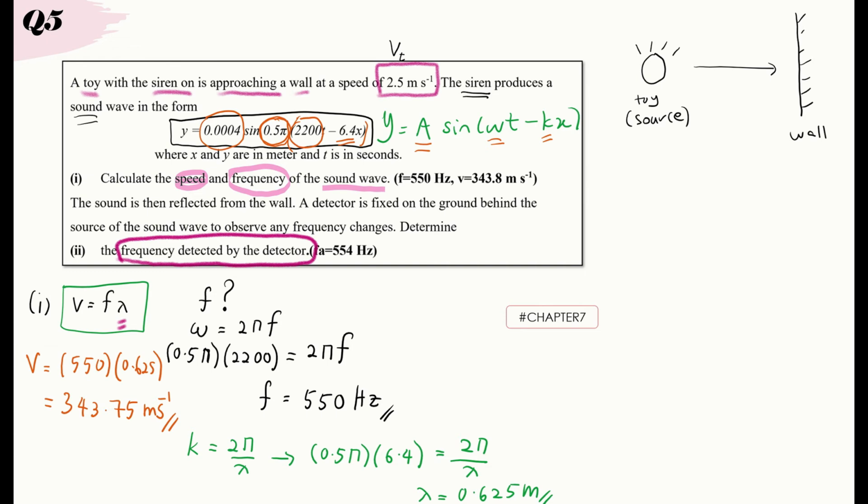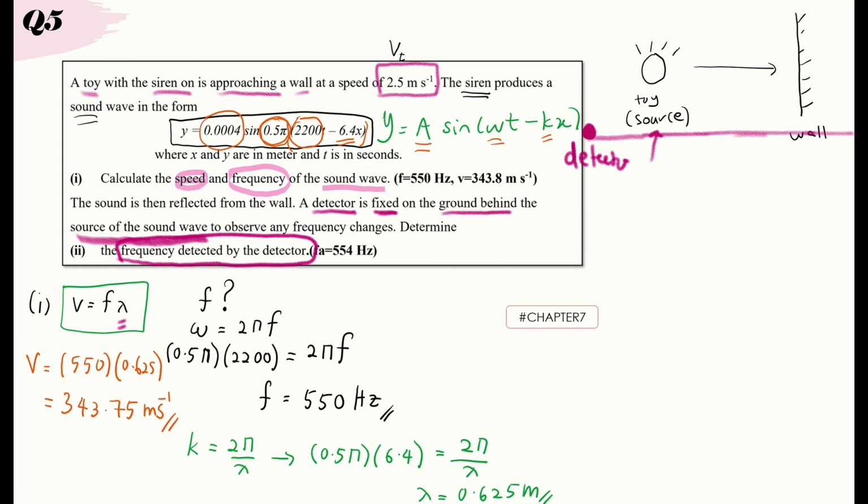And the second question is to find the frequency detected by the detector. So it says here in the question, a detector is fixed on the ground behind the source of sound to observe any frequency changes. So basically this is our source of sound, and we may imagine this is the ground and this is the detector. It's on the ground. So here is the detector.